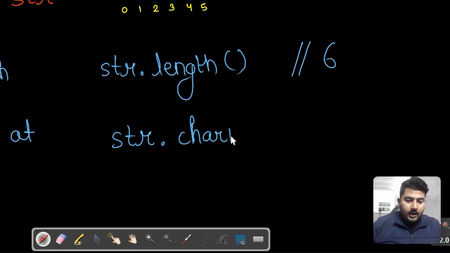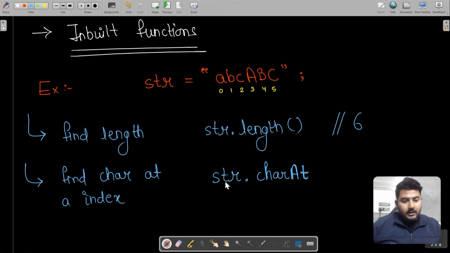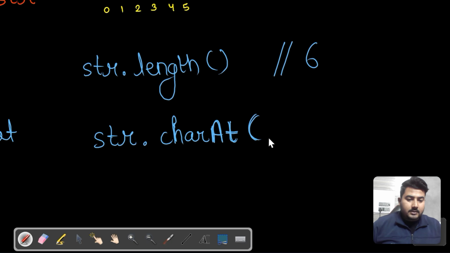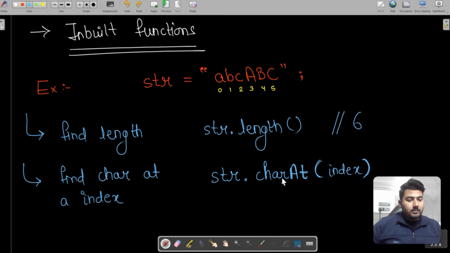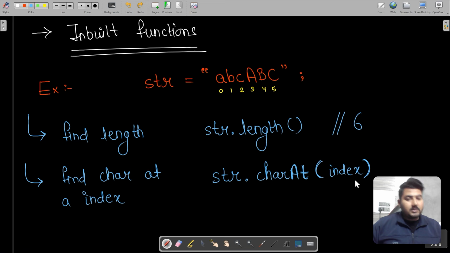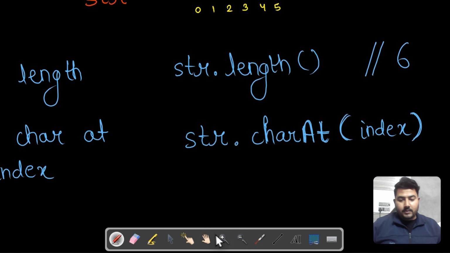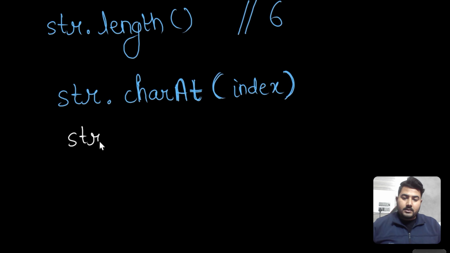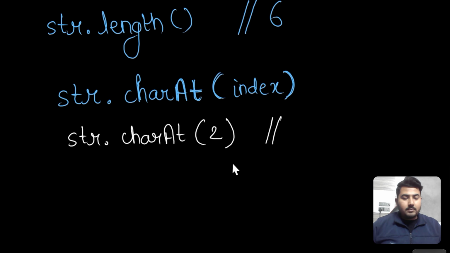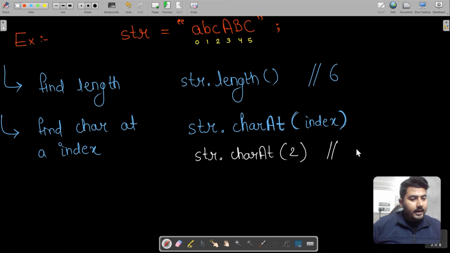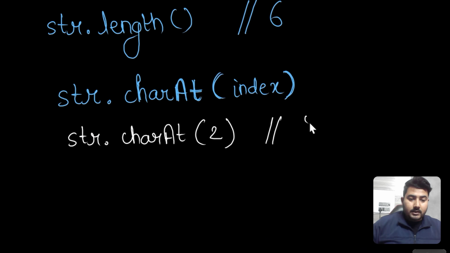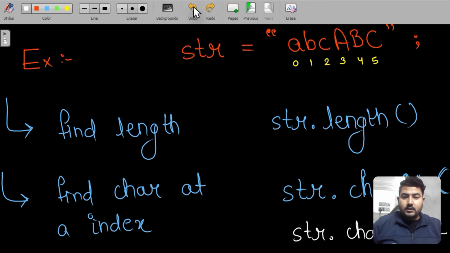small c and capital A. Our inbuilt function looks like this: charAt. That means in this string, what is the character at this particular index? What we have to do is mention this inbuilt function, and then within the parentheses we have to mention the index as well. So if I say str.charAt(2), all be aware that this inbuilt function is going to simply return a character, and I hope everyone remembers that a character will always be surrounded with single quotes.